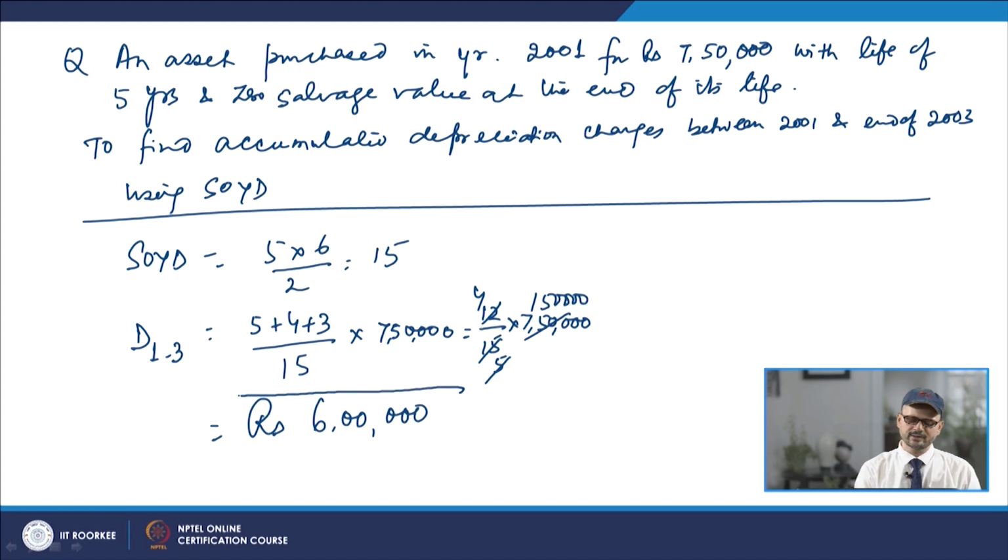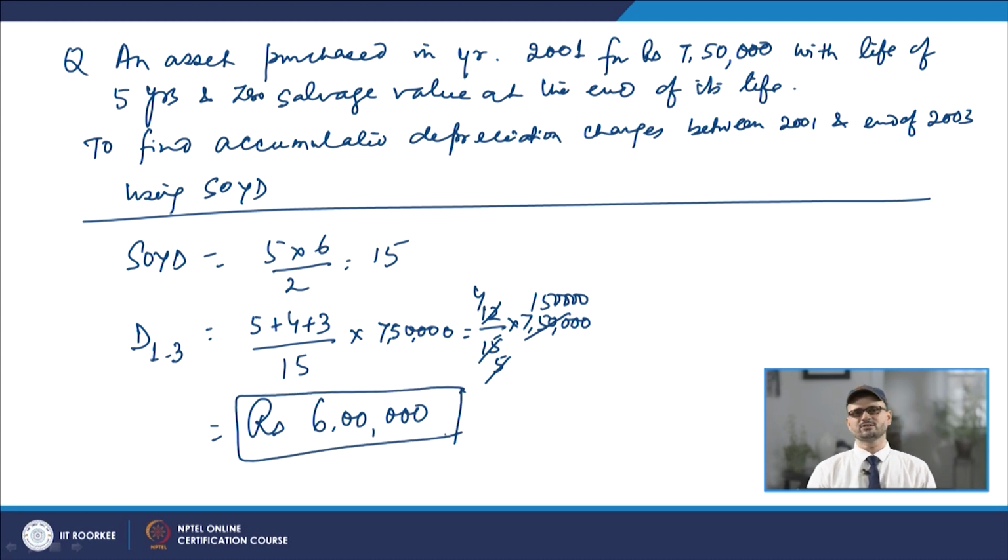So, the accumulated depreciation charges for the asset which has been purchased in year 2001, from 2001 to 2003, this accumulated depreciation charge is computed to be rupees 6 lakh. How we get that, that is clear. Now, we come to the problem of depletion.